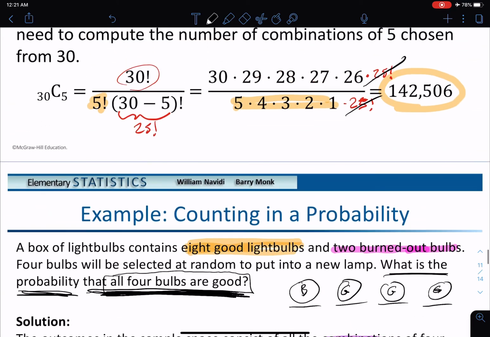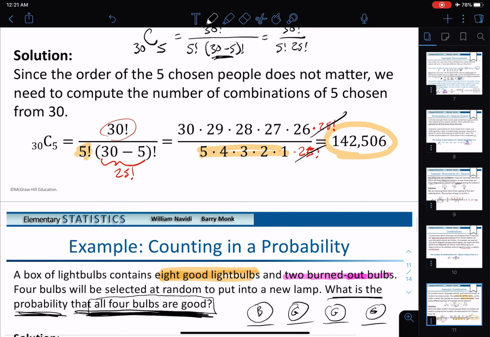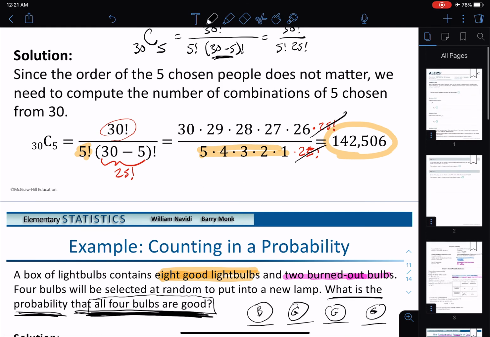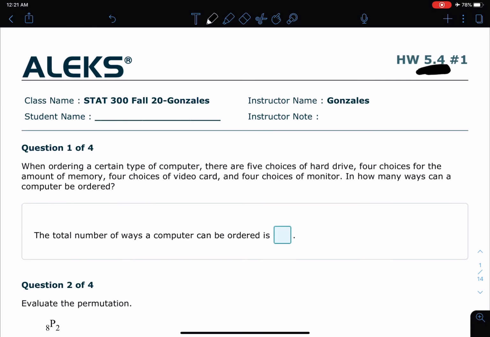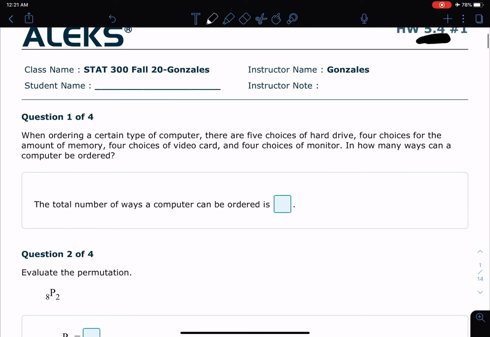Let's go ahead and take care of our homework. So our homework is way up here at the beginning, and we only have 4 problems here to do. So this should go fairly quick. Let's see. When ordering a certain type of computer, there are 5 choices of hard drives. Now think about that fundamental counting principle. Let's see where I can actually fit this in. I think I can fit it right here.